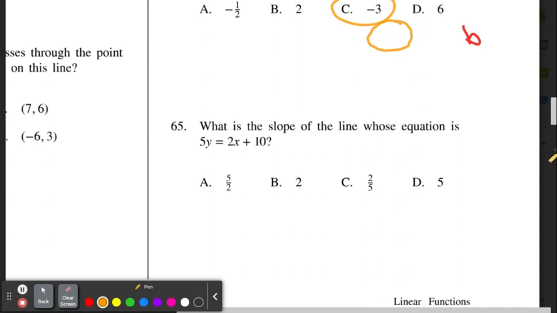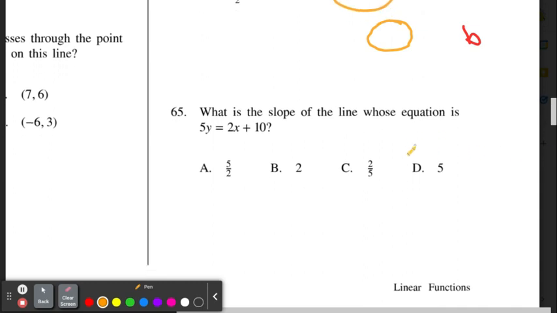These can get a little bit trickier. Question 65. It says, what is the slope of a line whose equation is 5 times y equals 2 times x plus 10? Here's the trick. The y isn't by itself here. We have to get y by itself, so we have to do some solving equations type work.